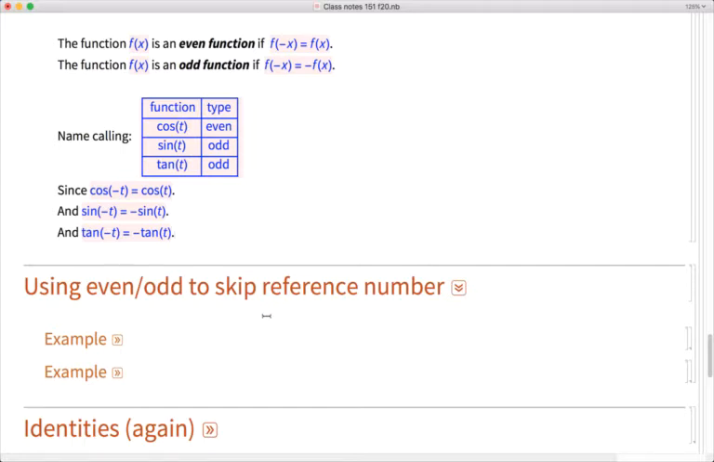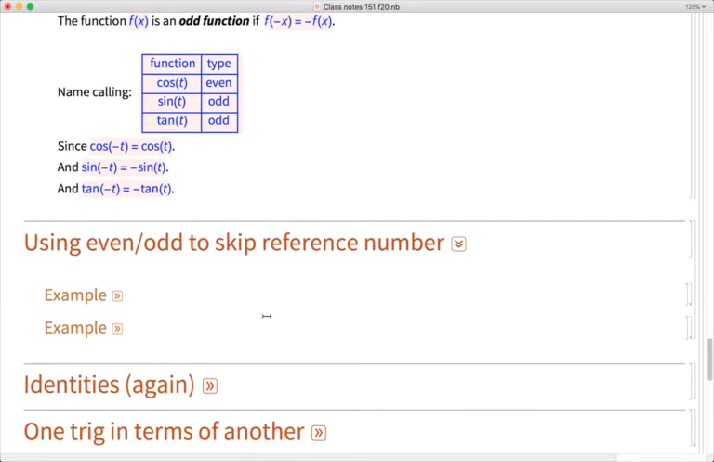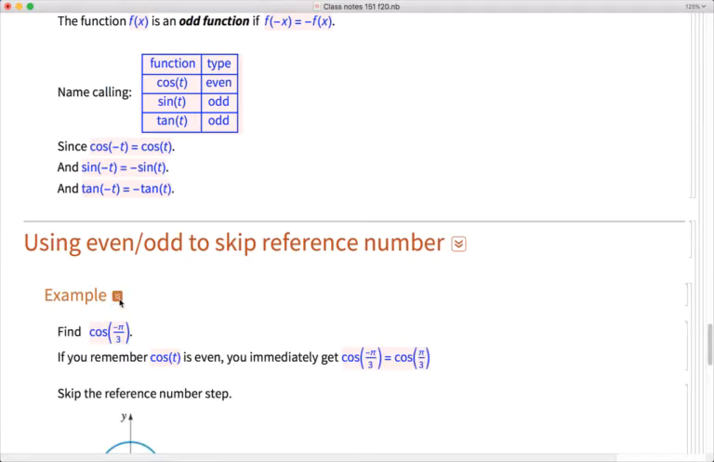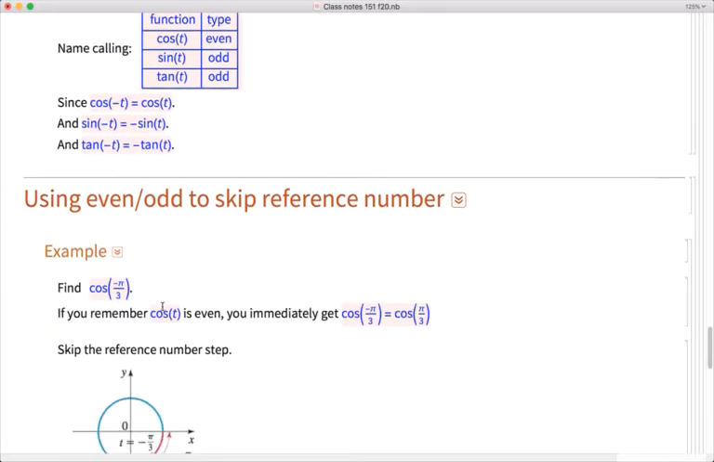It's useful to put these, I don't know, I would call them identities. I'm not sure our book calls them identities, but if you can remember these odd and even properties, this sometimes helps and allows you to skip over working with reference numbers.